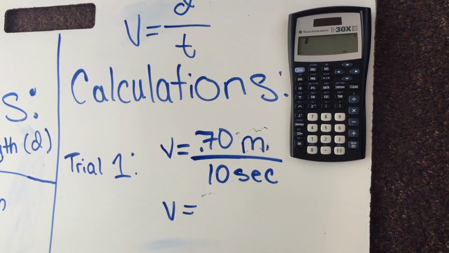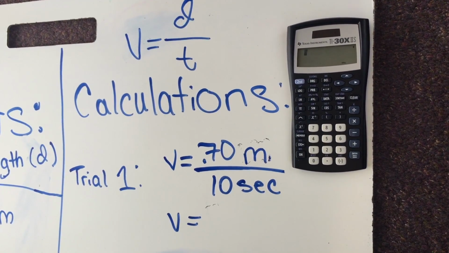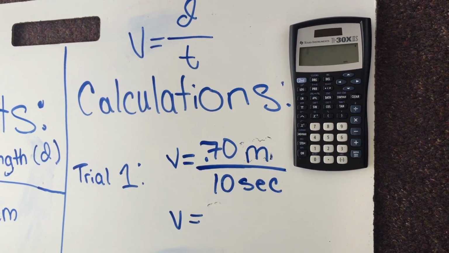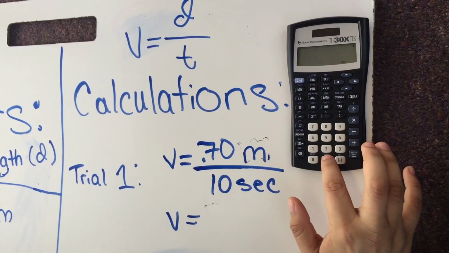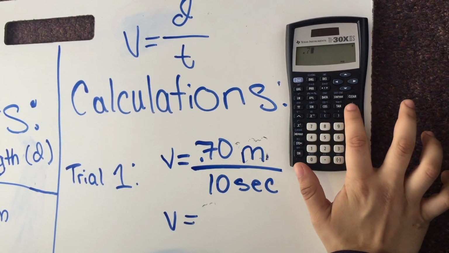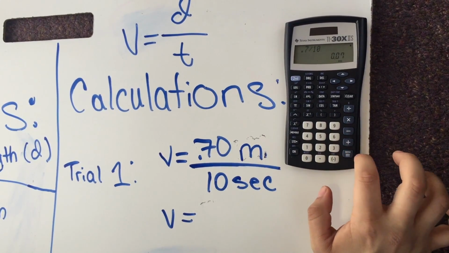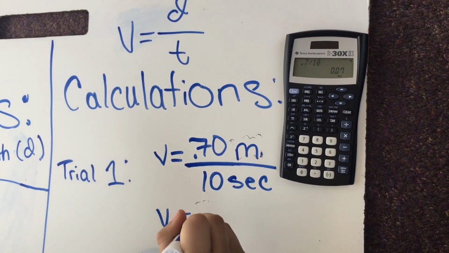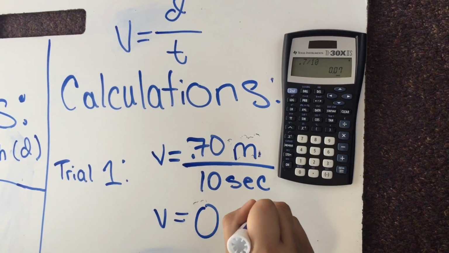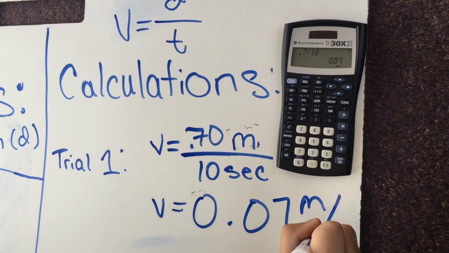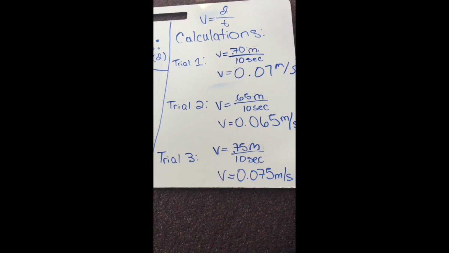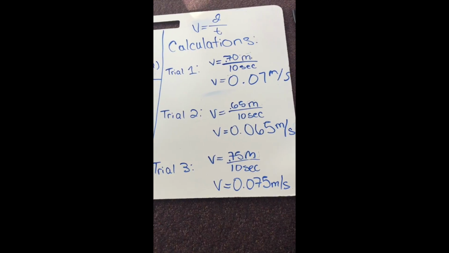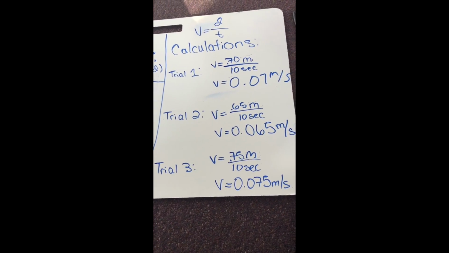So to calculate wave speed, we are doing v equals d over t. So let's go to our calculators and type in 0.7 divided by 10. And that gives us a wave speed of 0.07 meters per second. These are all of our results once we completed every calculation per trial.